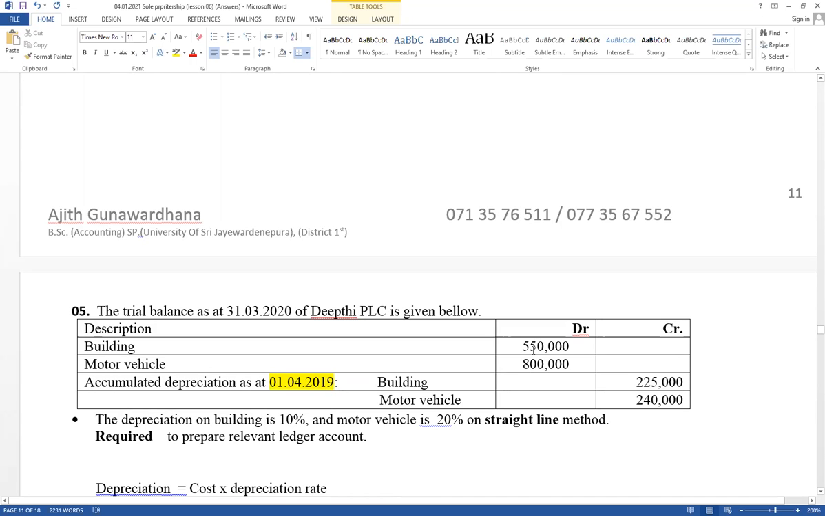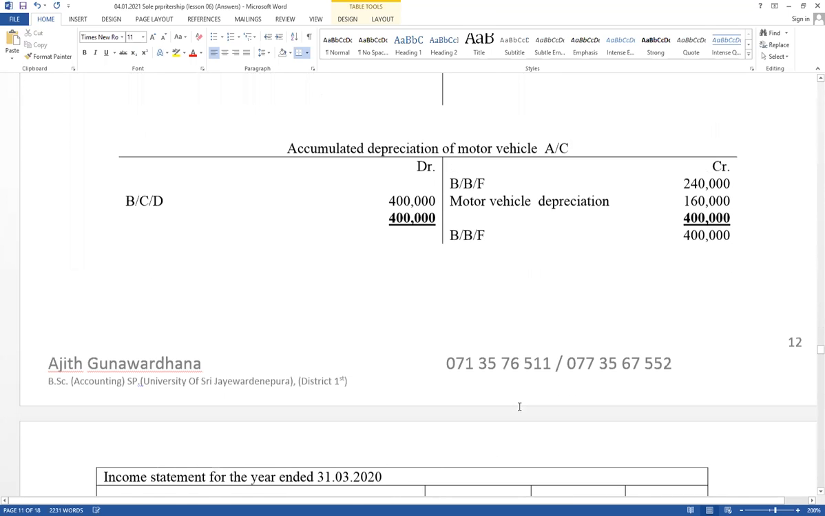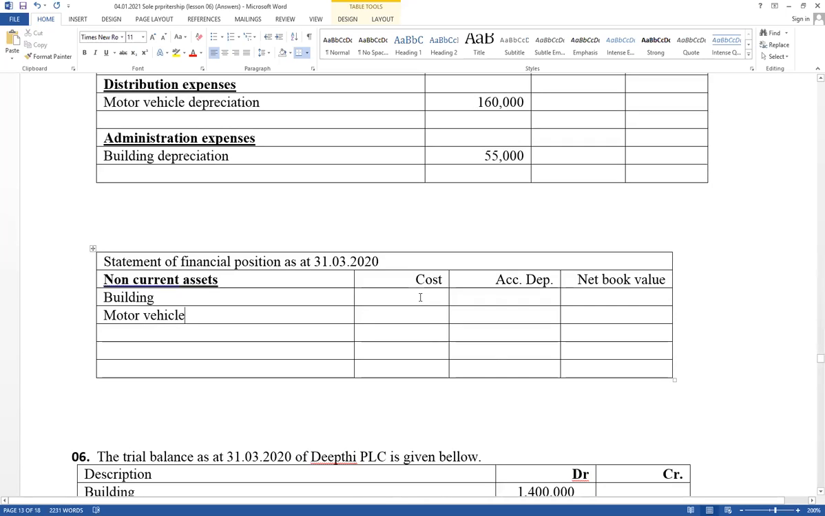Take the balances. In the financial position under cost, building 550,000 and motor vehicle cost value equals 800,000. But as accumulated depreciation closing balance, building accumulated depreciation closing balance equals 310,000 and motor vehicle closing balance equals 400,000. Cost minus accumulated depreciation. Therefore, net book value in the last column. Here net book value for the motor vehicle is also 400,000.